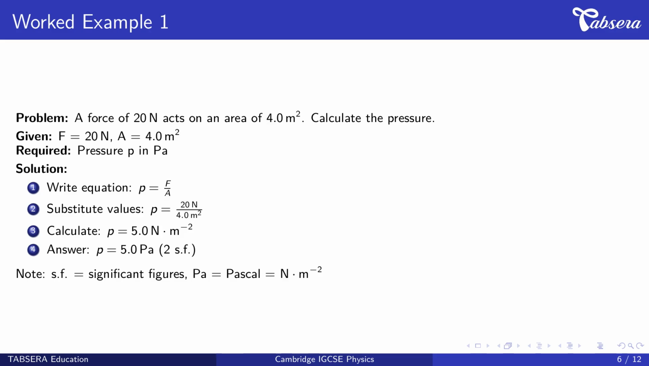Step 2. Substitute the values. We write P equals 20 newtons divided by 4.0 square meters. Step 3. Calculate. 20 divided by 4.0 equals 5.0. Step 4. State the answer. The result is 5.0 pascals to two significant figures, with units of pascals which equal newtons per square metre.